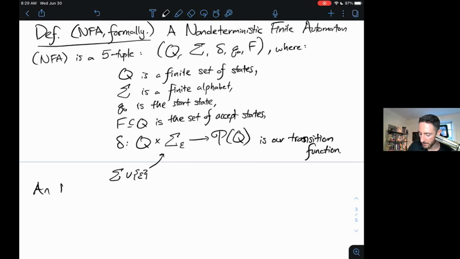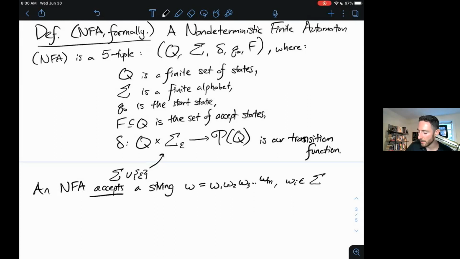We say that an NFA accepts a string w equals w1, w2, w3, dot, dot, dot, wm, where all of these wi are in the alphabet sigma plus the epsilon string, if there exists, and now what we want to do is write down an expression for an accepting computational path, right? Some branch that ends up in an accept state after reading in all of these symbols.